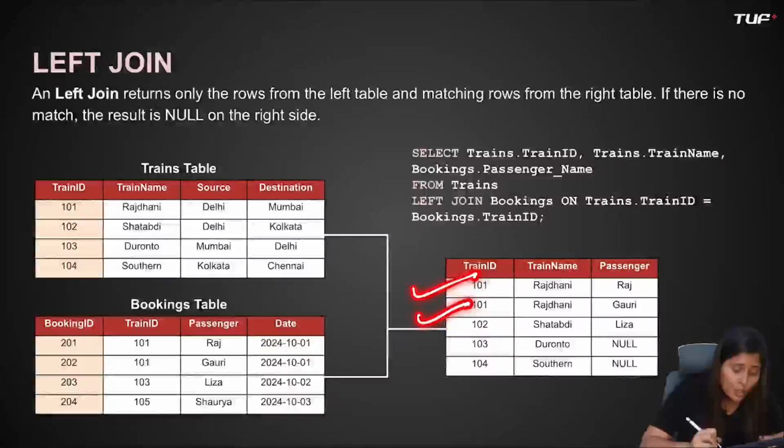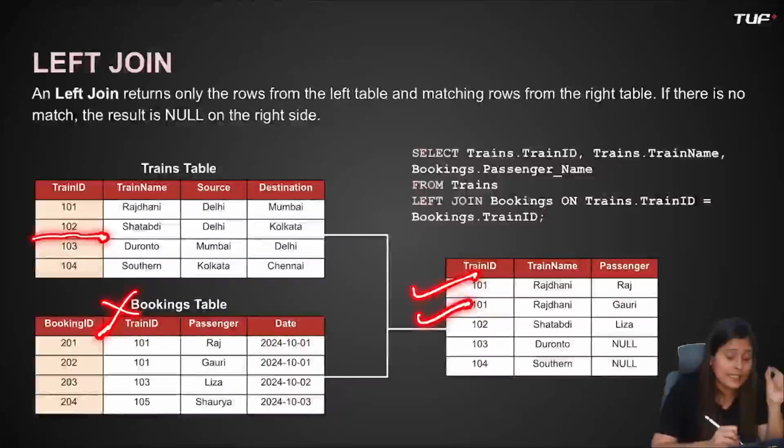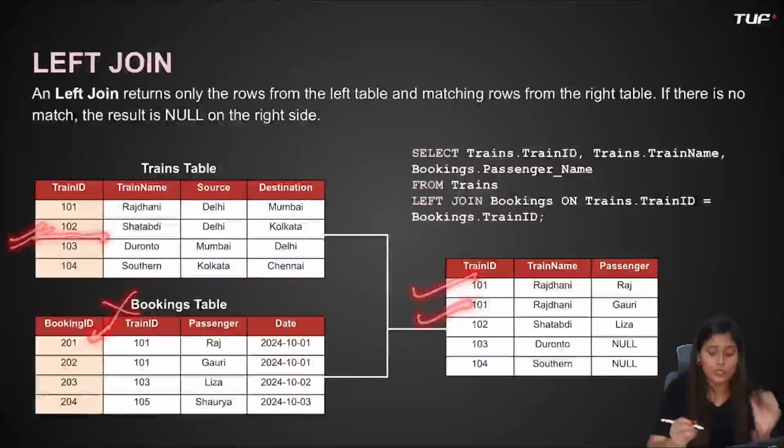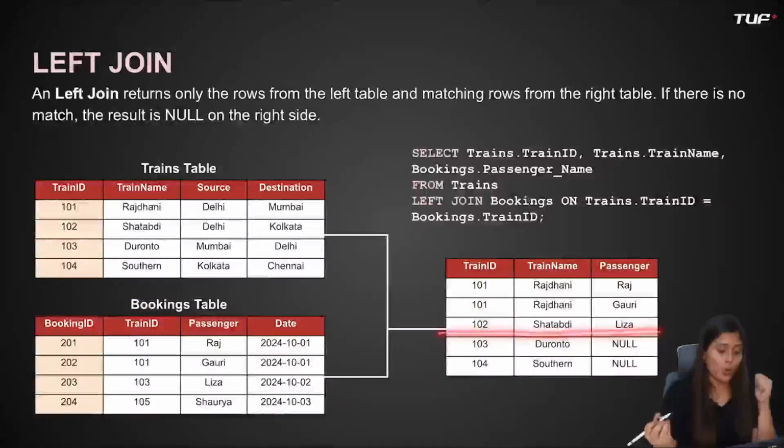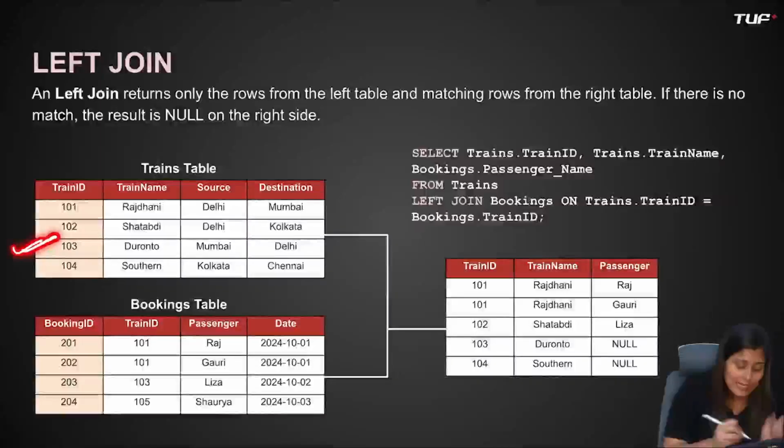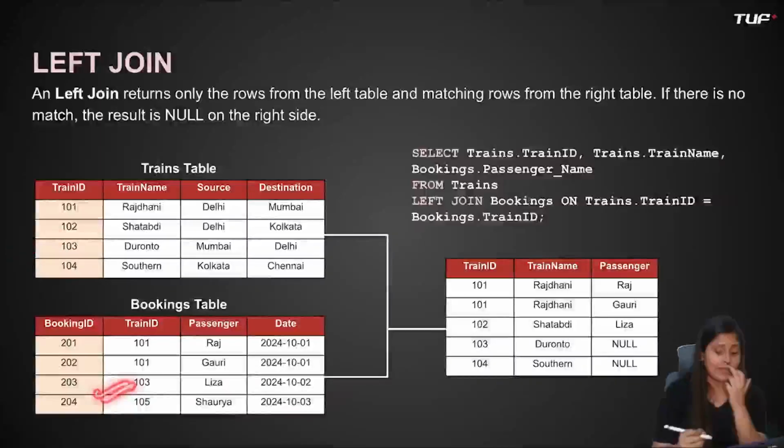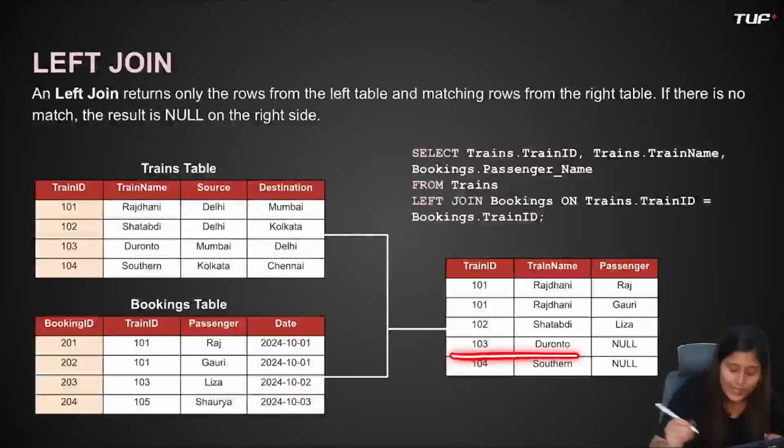Now 102 is there in the left table, yes. It's not there in the right table, but as it is left join, it needs to select the left table rows. So 102 will also be there. Now 103 is there in the left table, 103 is there in the right table. So it will give you 1 value because it is matching. So 103 will be written.